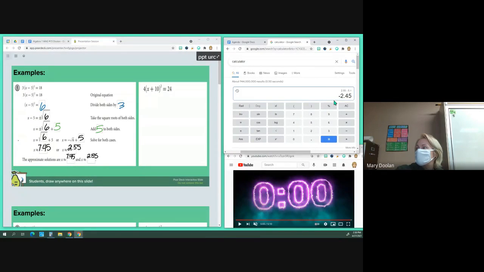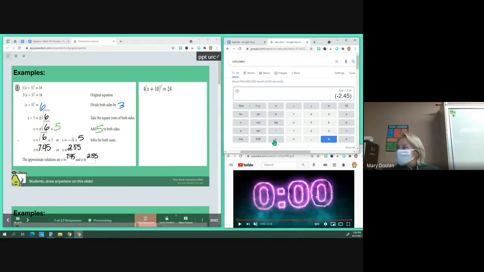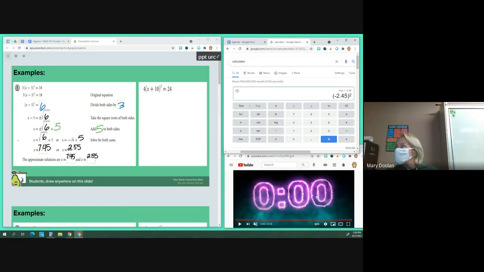Oh, I know why. I need to put parentheses around that. So I want that whole thing to be raised to the... I have to do it separately. Square that amount and then multiply that by 3.